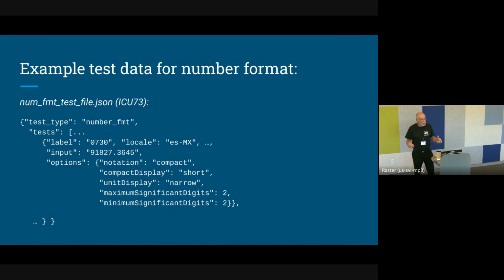It has a locale indicating that, for example, this one is going to be done for Mexican Spanish or Bengali numbers or Chinese numbers. We could do it for almost any locale. It has an input. This number is input as a string, and that is going to be formatted according to a specification. And this particular test says, I want to do a compact one. Compact means something like instead of 92,000, I would like 92K in English, for example. Compact display, I want a short version of that compact. Unit display, it's narrow, and number of significant digits can be specified, along with a lot of other options that are supported by most of these platforms. So this is an example of one of the 7,000 plus tests in number formatting.